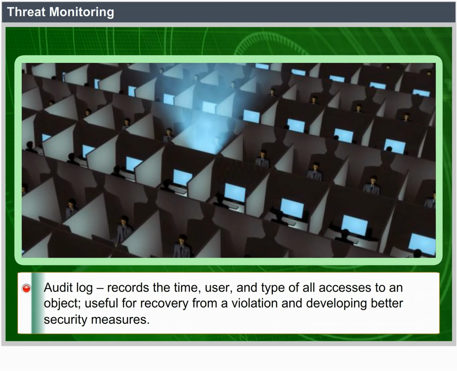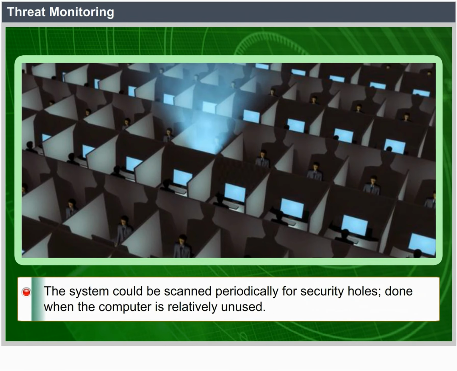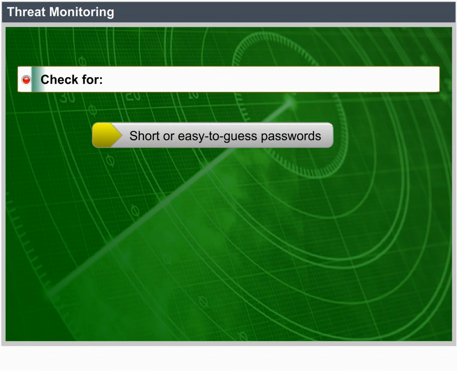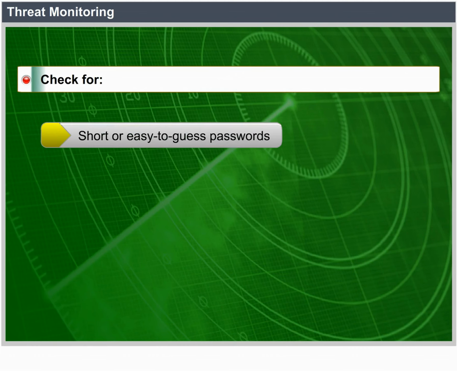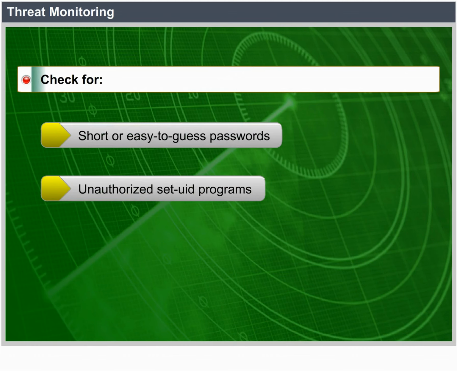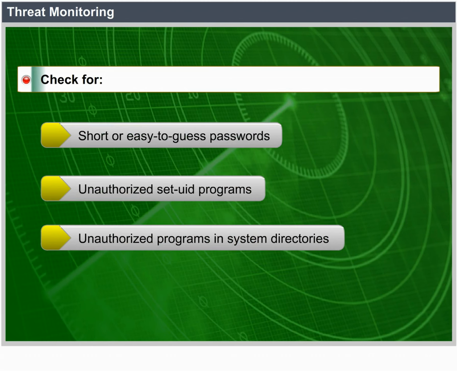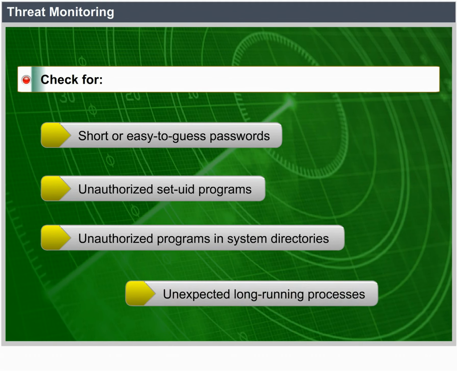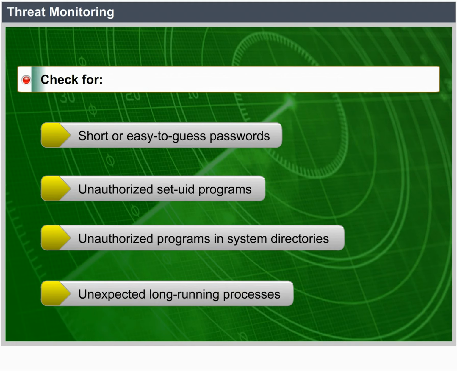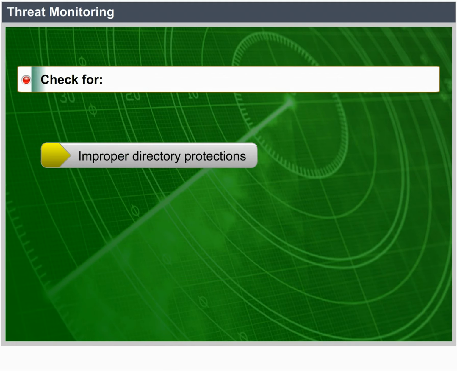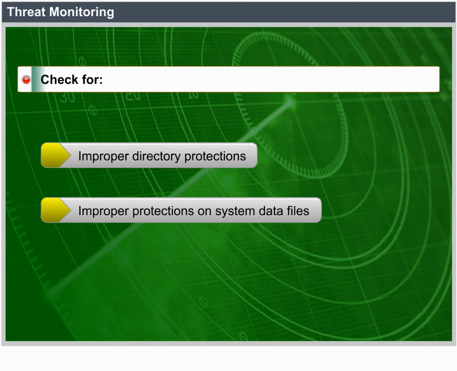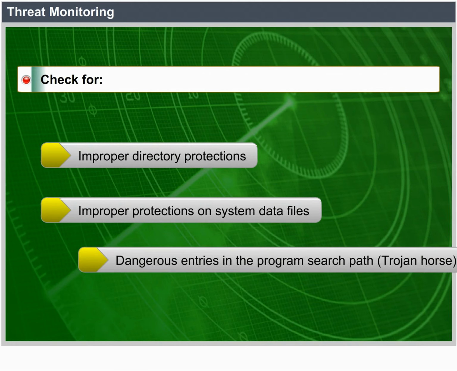Scan the system periodically for security holes, done when the computer is relatively unused. Check for short or easy to guess passwords, unauthorized set UID programs, unauthorized programs in system directories, unexpected long-running processes, improper directory protections, improper protections on system data files, dangerous entries in the program search path, Trojan horse, changes to system programs, monitor checksum values.